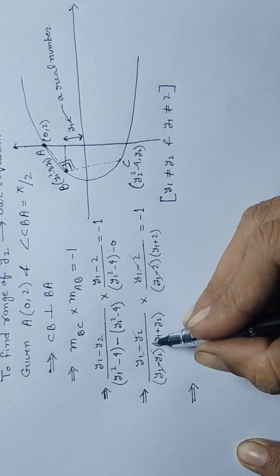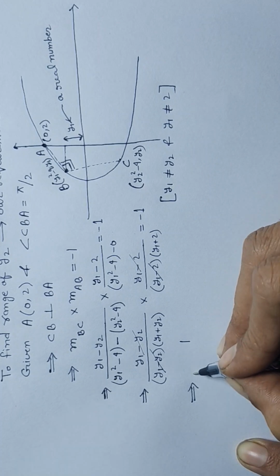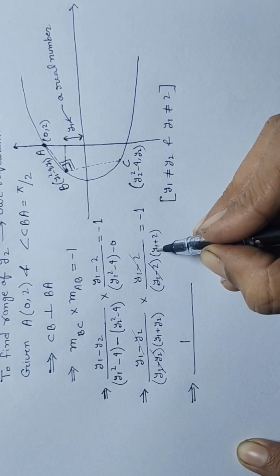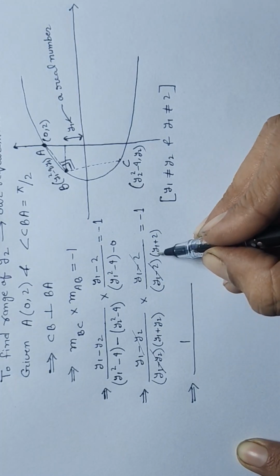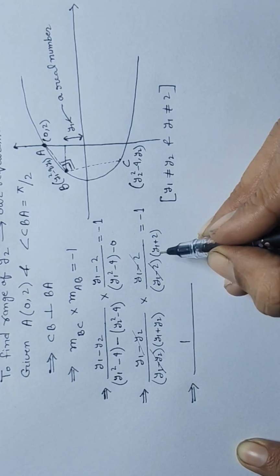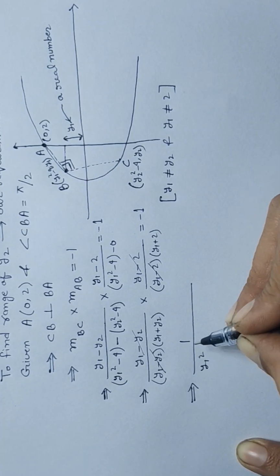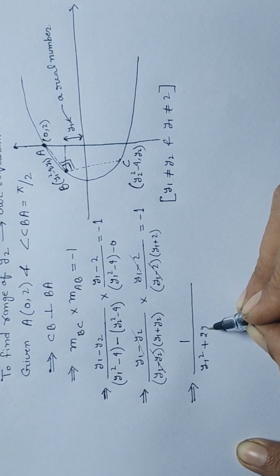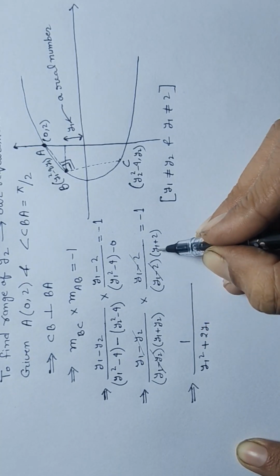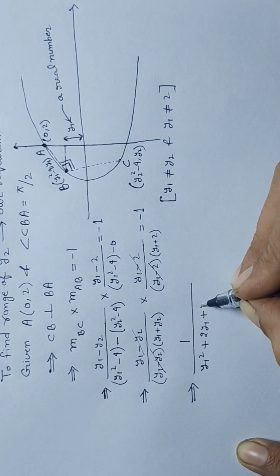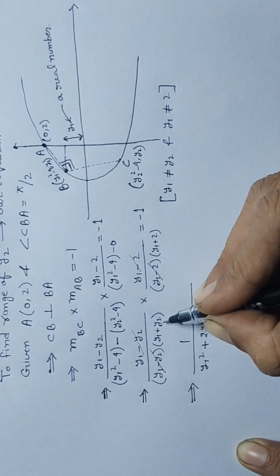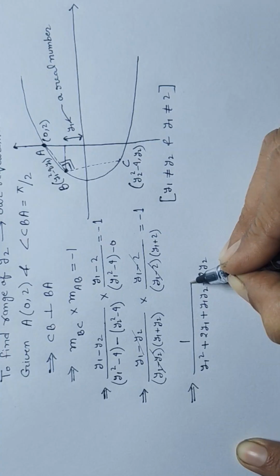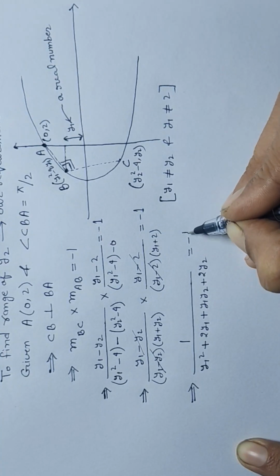And solving these two, 1 over y1 plus y2 multiplied by y1 plus 2. So multiply: y1 squared, y1 into 2 is 2y1, y2 into y1 is y1 y2, and 2y2, equal to minus 1.